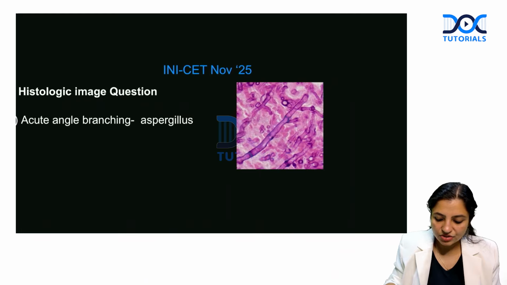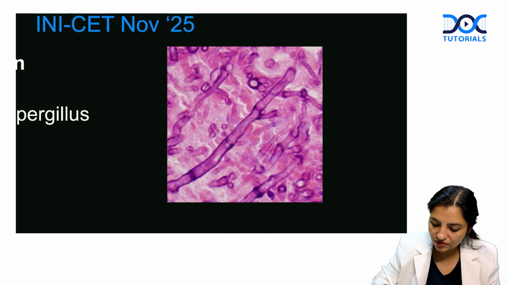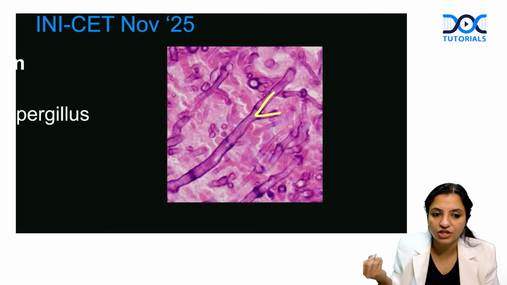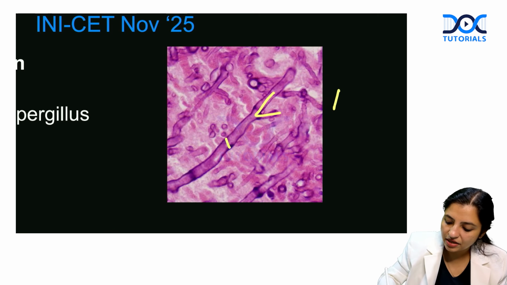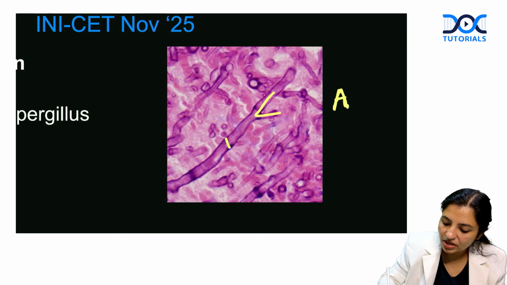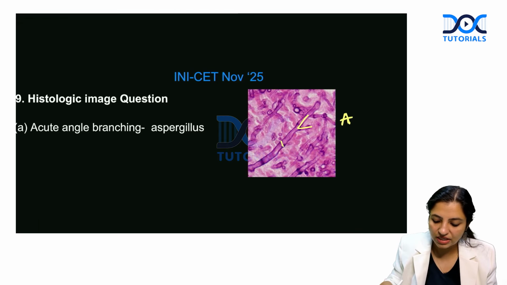Okay, so coming to the next question. So this was a simple acute angle branching fungus that was given. So you can see here it is branching at acute angles, and there is septa. So whenever you see this, what is it? Acute angle branching and septa. This is aspergillus. Okay, so that should be very clear.